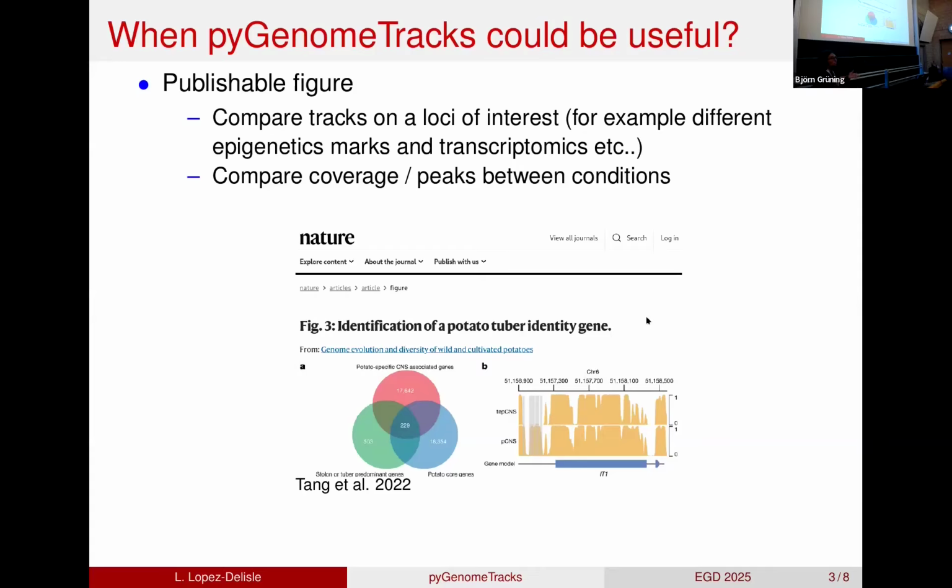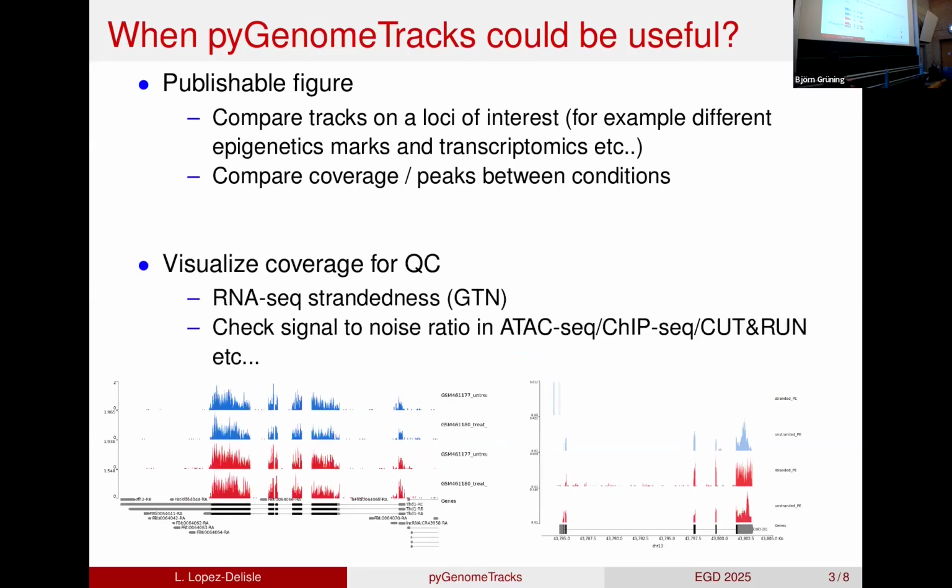So this would be the first case, I would say, when you want to compare either different tracks for different epigenetic marks, for example, or if you want to compare two conditions. But I think it's still useful for other cases. For example, it can be useful if you want to visualize the coverage to do quality control.